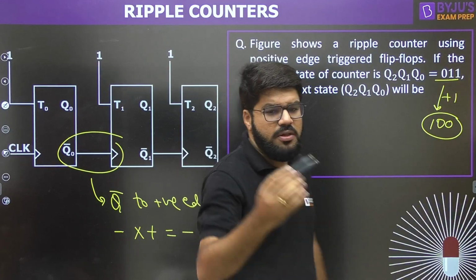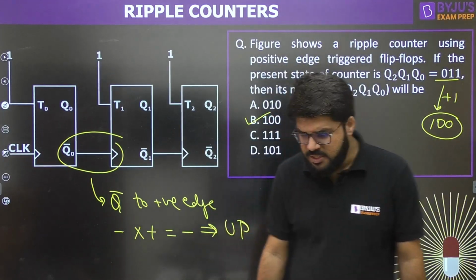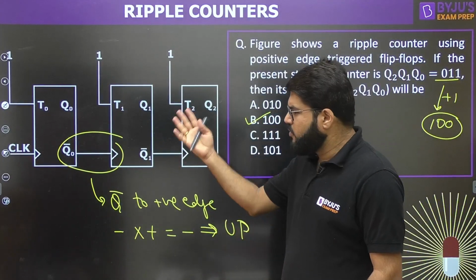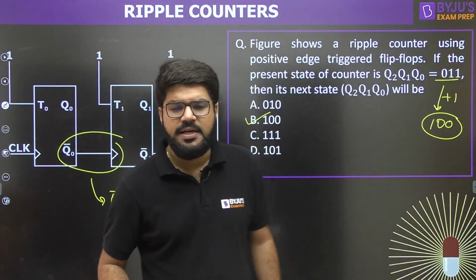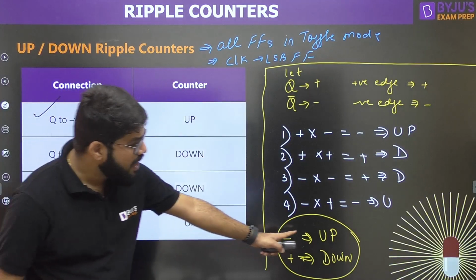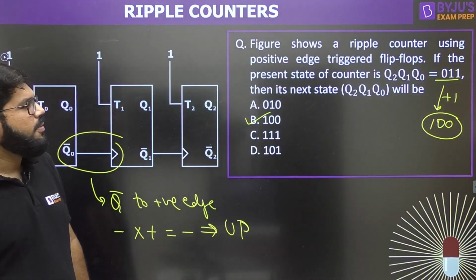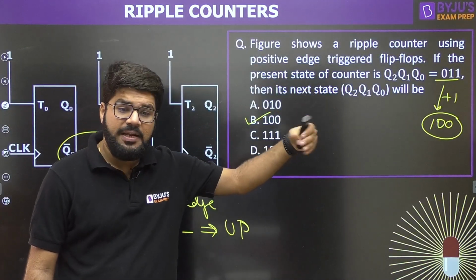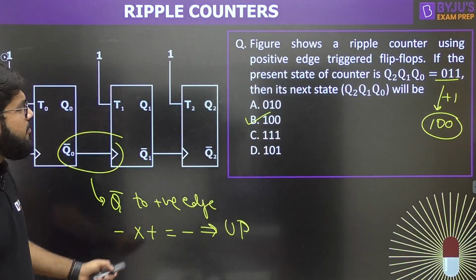100. You can solve these questions in 20-30 seconds maximum, and most of that time is for reading the question. The answer you can solve in 10 seconds. The final answer is negative, and for negative I told you it has to be an up counter. Up means it will go to the next state, in increasing order. So 3 plus 1 is 4.